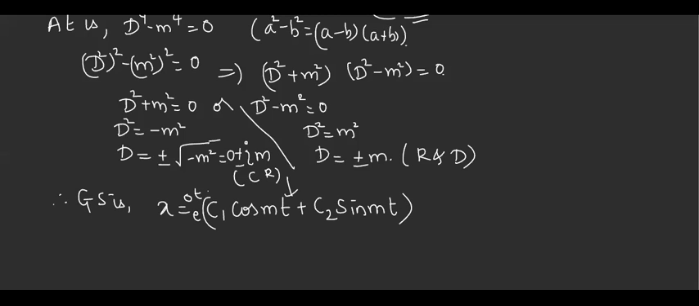How to write for plus or minus m? They are real and distinct. So for each you should write a constant times e raised to that root into t. C3 e raised to mt, and for minus m, C4 e to the power minus mt. Okay. Let us compare.